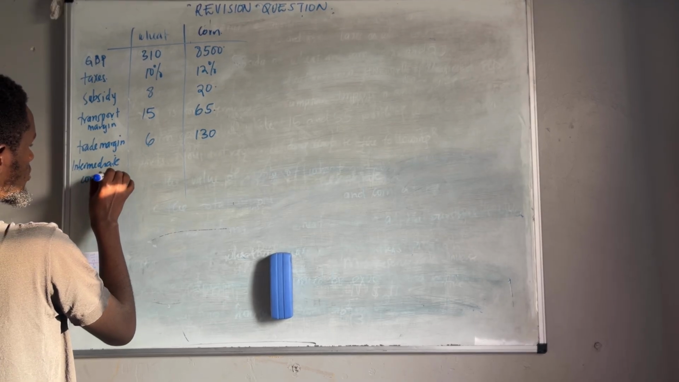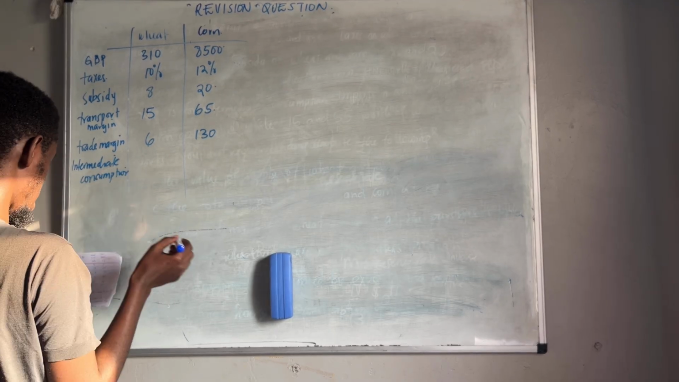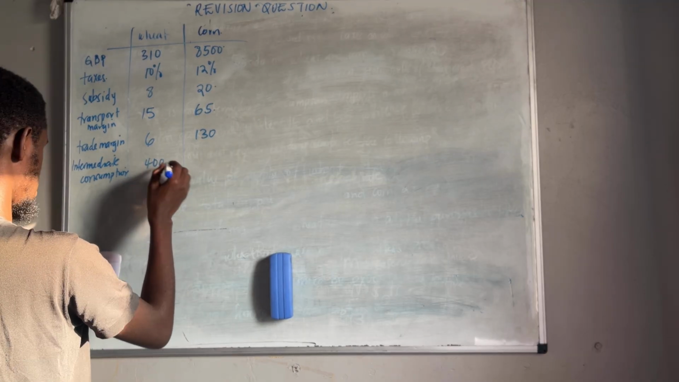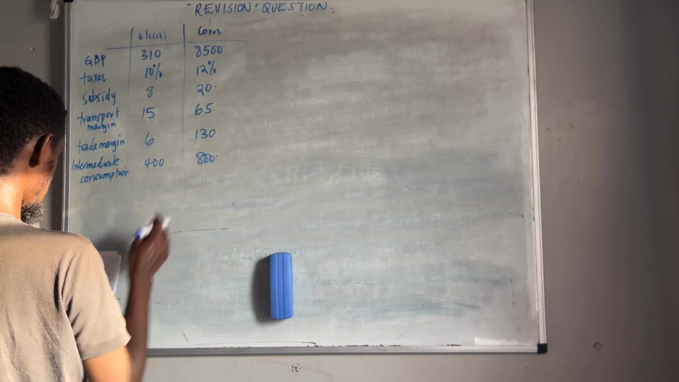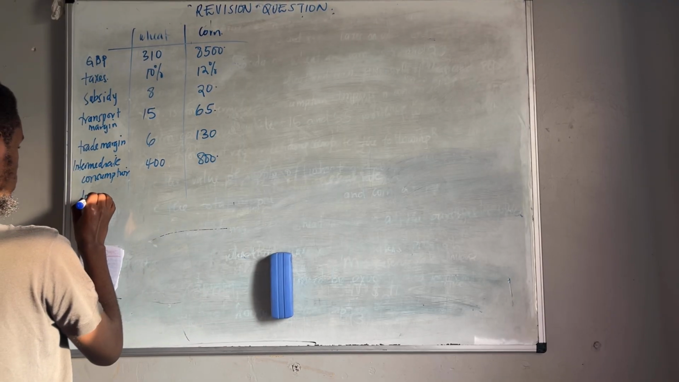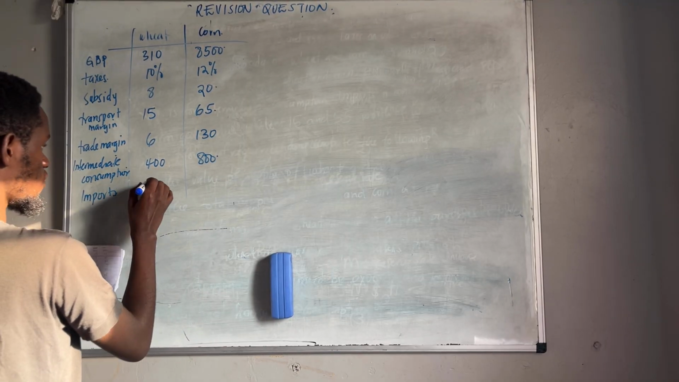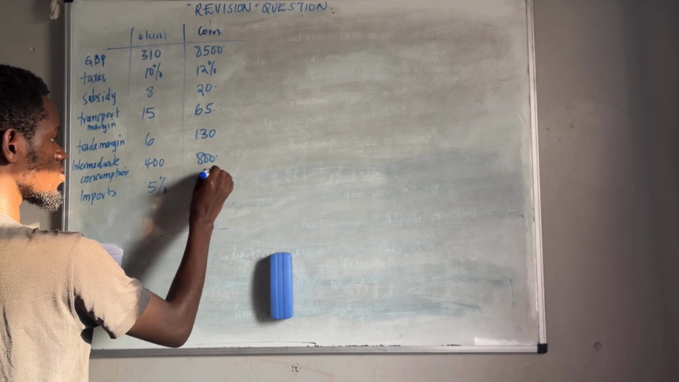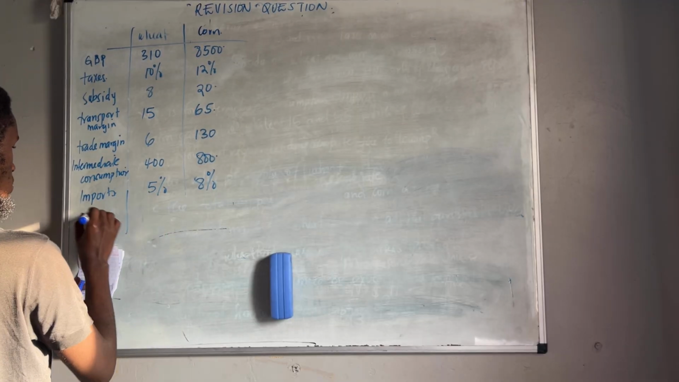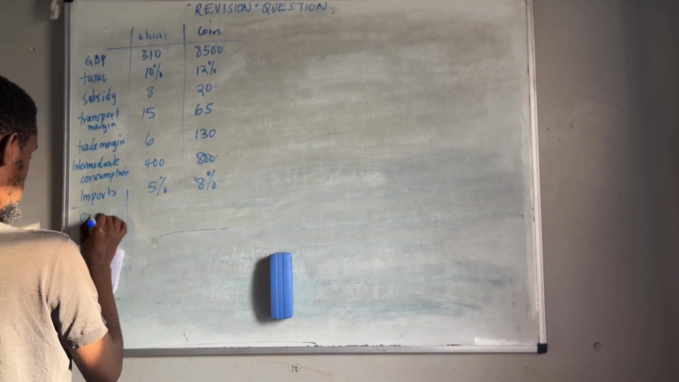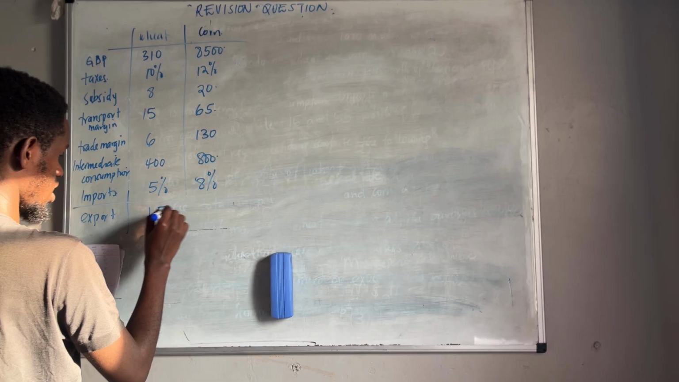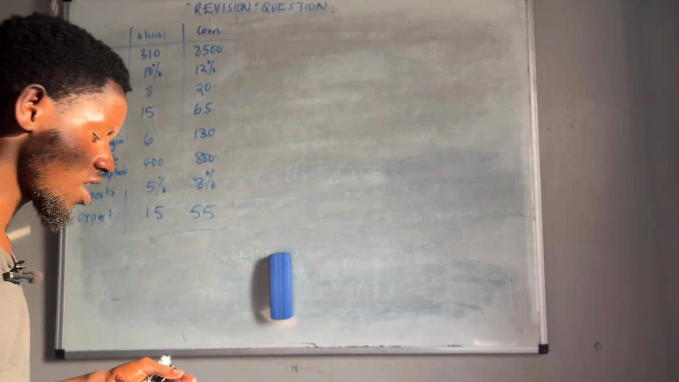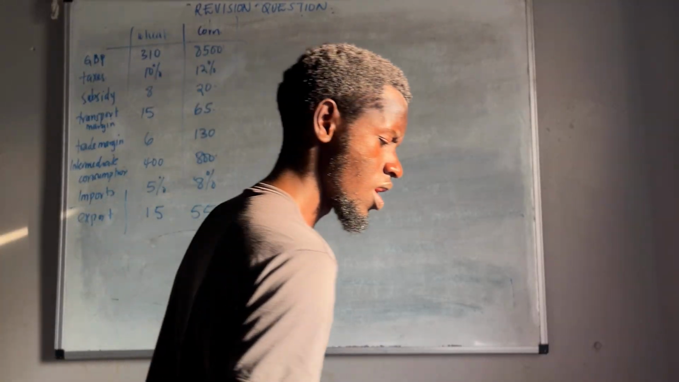Intermediate consumption is 400 and 800 respectively. Then imports is going to be 5% of our GDP and then 8% of our GDP. And then lastly, exports. Our exports are 15 and 55. This is the summary of the question, and then our question now comes in.